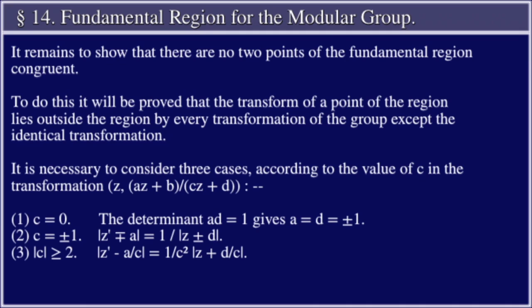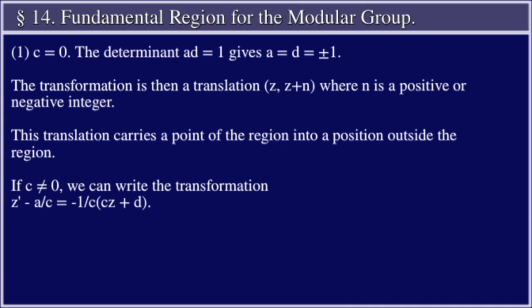It is necessary to consider 3 cases, according to the value of c in the transformation z, the quantity az plus b divided by the quantity cz plus d. 1. C is equal to 0. The determinant ad equal to 1 gives a equal d equal plus or minus 1. The transformation is then a translation z, z plus n, where n is a positive or negative integer. This translation carries a point of the region into a position outside the region.